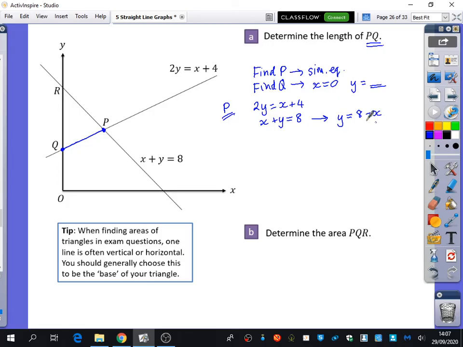And then I can take this and substitute it in here, so that I get 2 times 8 minus x equals x plus 4. Expanding the brackets, 16 minus 2x equals x plus 4. And then I add 2x to this side and get 16 equals 3x plus 4. Then I'll take away 4, and then I will divide by 3, so that I get x is equal to 4.